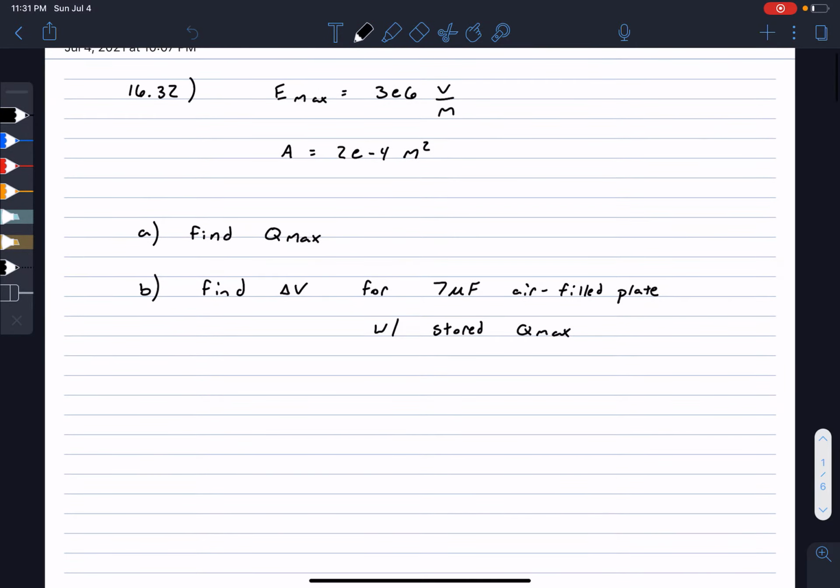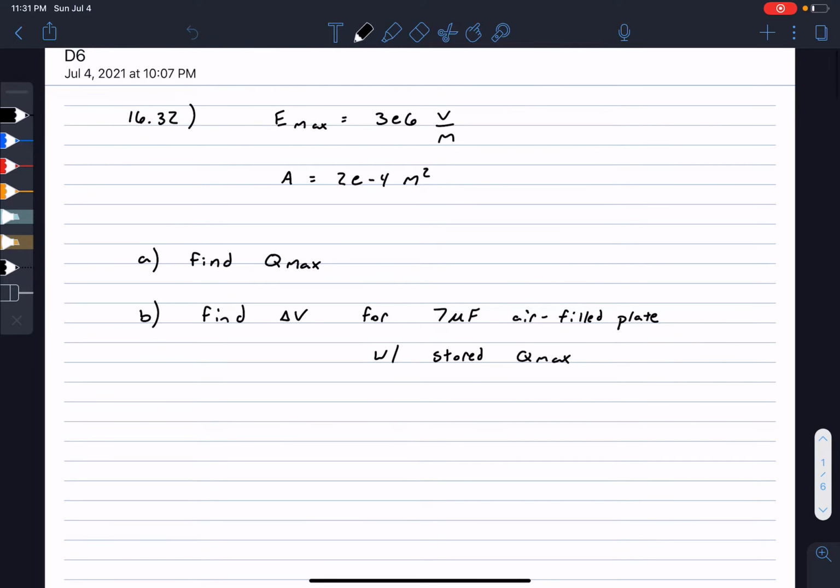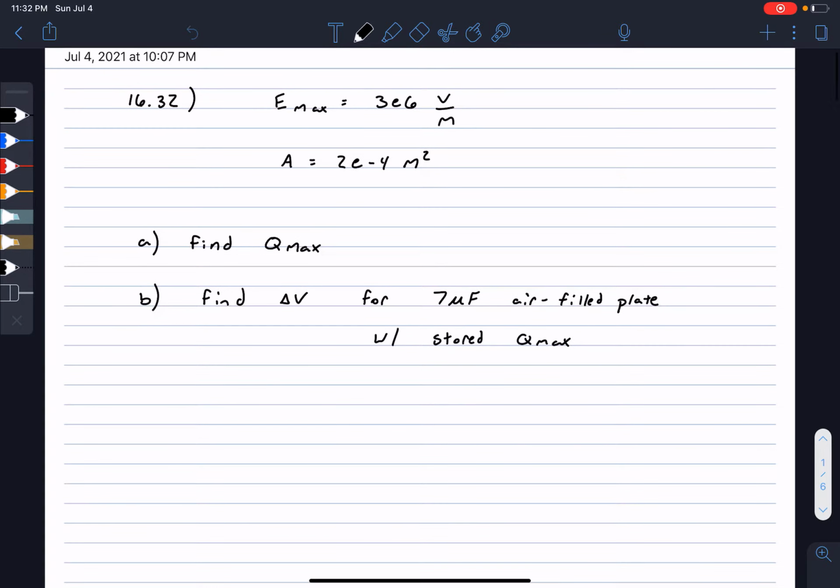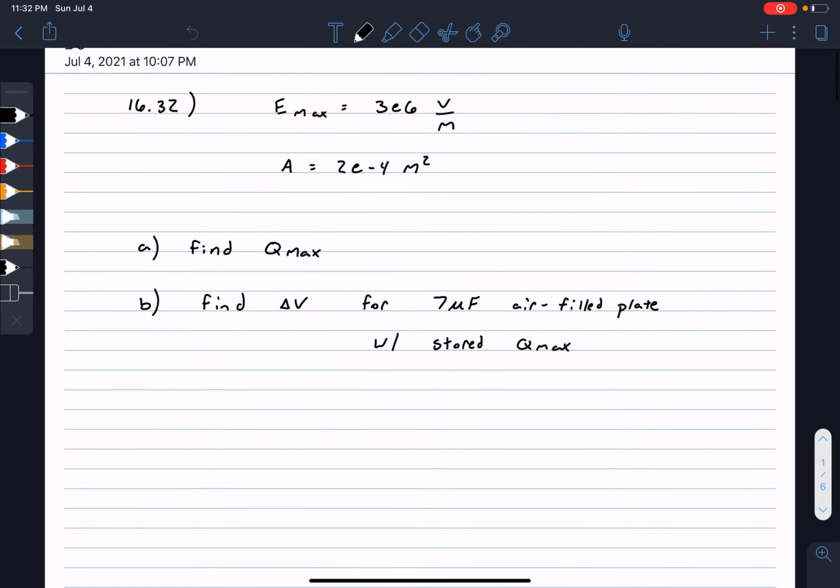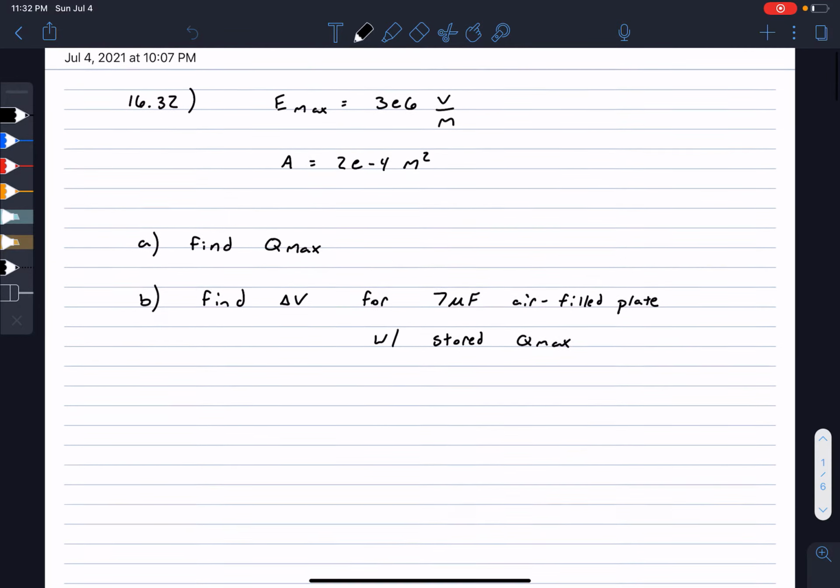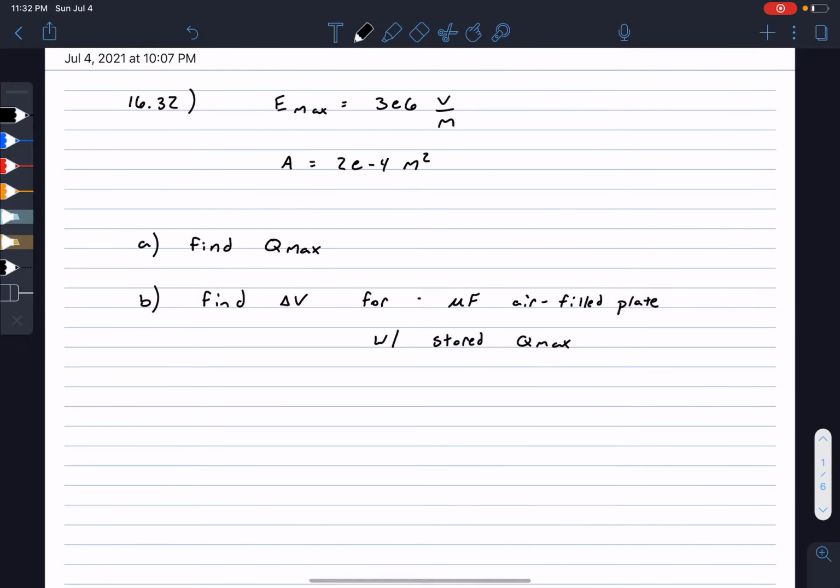Okay, number 32. We are told that air breaks down and conducts charge as a spark if the electric field magnitude exceeds 3 times 10 to the 6 volts per meter. Determine the maximum charge that can be stored on an air-filled parallel plate capacitor with plate area of 2 times 10 to the negative 4 meters squared. And then finally find the voltage, the electric potential difference for 75 — this is actually supposed to be 75 microfarads.